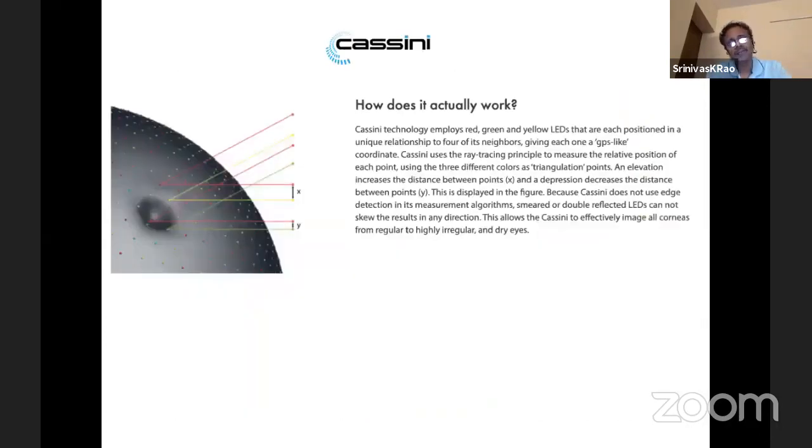The Cassini is a Placido-like device, but it gives you a lot of colored points, the green, the yellow, and the red. In a black and white image that most of the normal Placidos do, if there are two rings and if they're touching each other, then you don't know whether the point here belongs to this ring or that ring in an abnormal cornea. The Cassini apparently can deal with that because of the color coding, so you can know where it comes from, although this is only for the anterior surface.